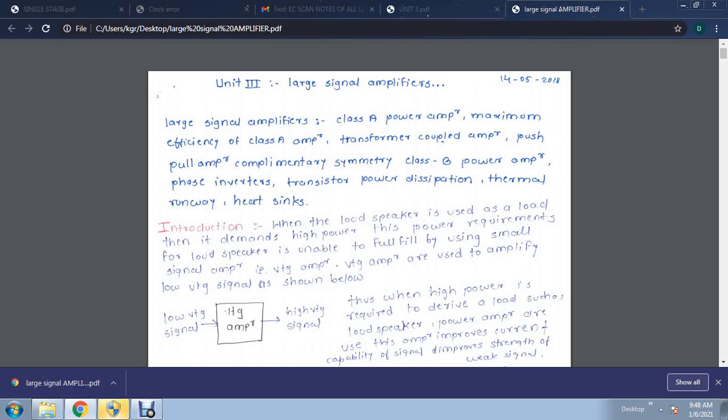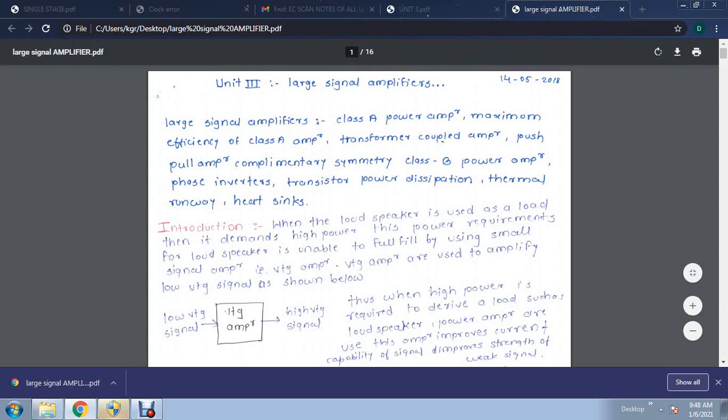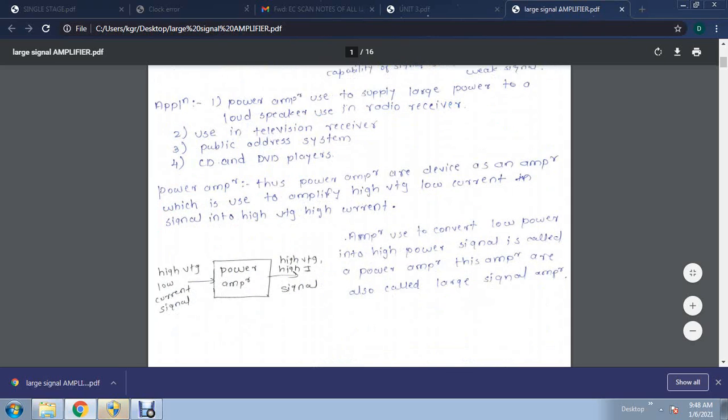Introduction: when a loudspeaker is used as a load, it demands high power. This power requirement of the loudspeaker cannot be fulfilled using a small signal voltage amplifier. Voltage amplifiers are used for amplifying a low voltage signal, as shown in the figure. A low voltage signal is given to the voltage amplifier, which converts it to a high voltage signal. Then when high power is required to drive a load such as a loudspeaker, power amplifiers are used to improve the current capability and the strength of the signal.